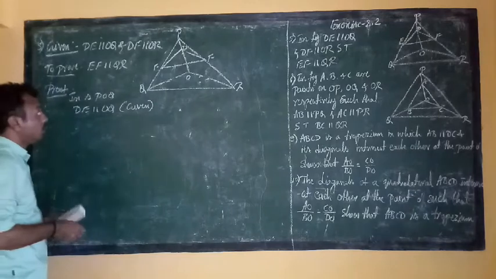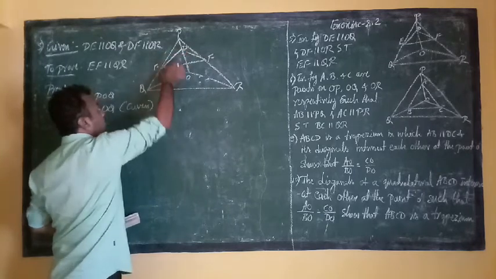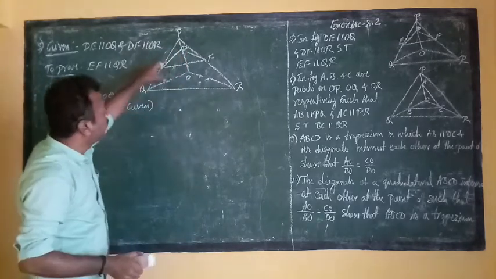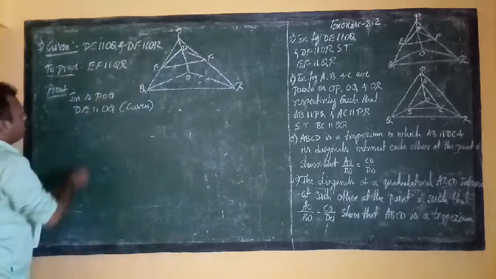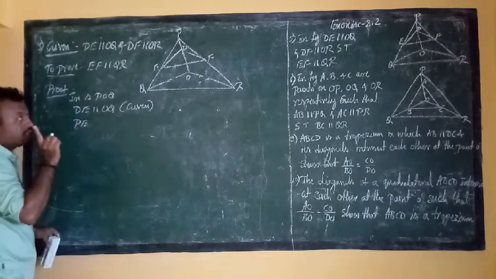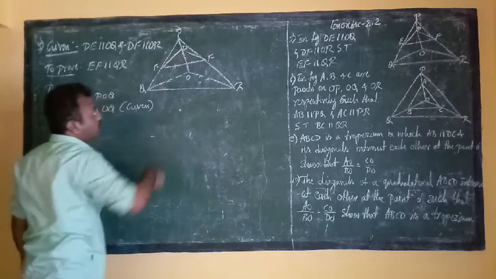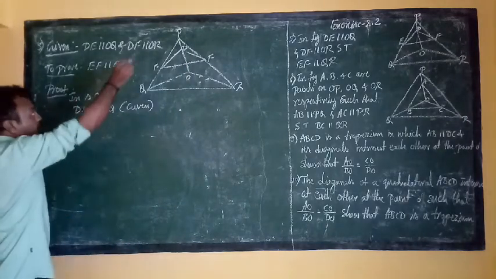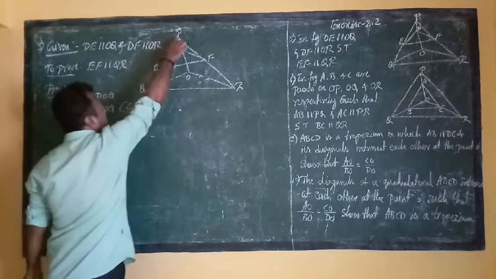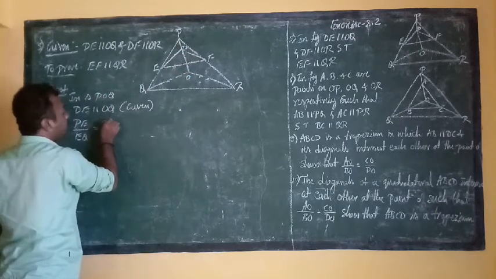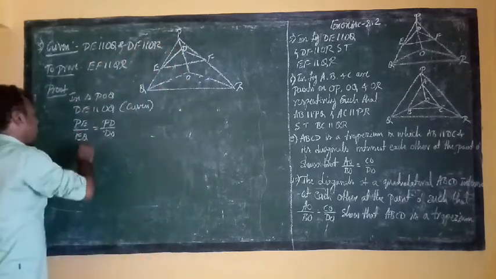In a triangle, the line drawn parallel to one side of a triangle. So, therefore, I will use the BPT theorem. When a line parallel to one side of a triangle intersects the other two sides at distinct points, then the other two sides are divided in the same ratio. Therefore, PE by EQ is equal to PD by DO. Call it number 1.